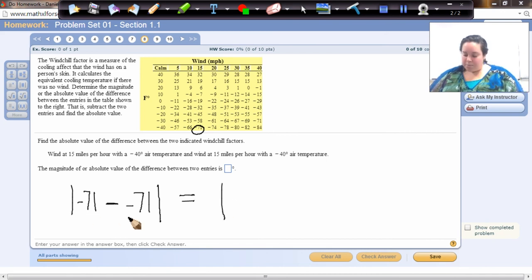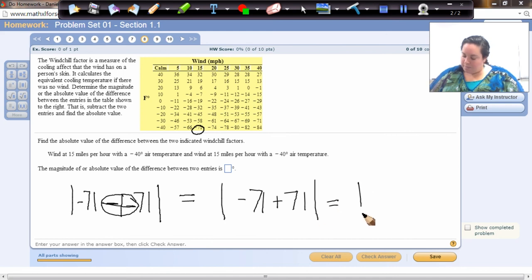So how do we subtract two negatives? Make a positive. So negative 71 plus 71. So that would be the absolute value of 0. And what does absolute value mean again? It means the distance away from 0. So how far away is 0 from 0? It's right there, right on top. So the absolute value of 0 is just 0.